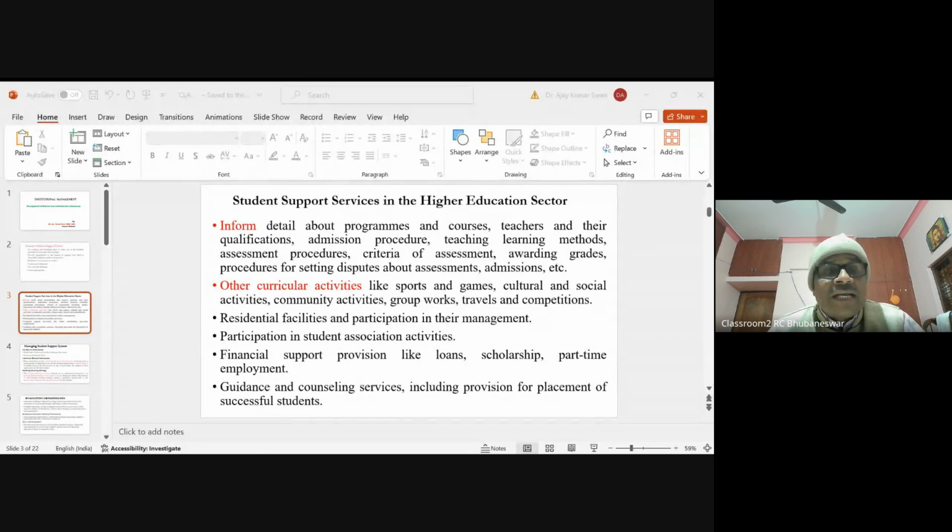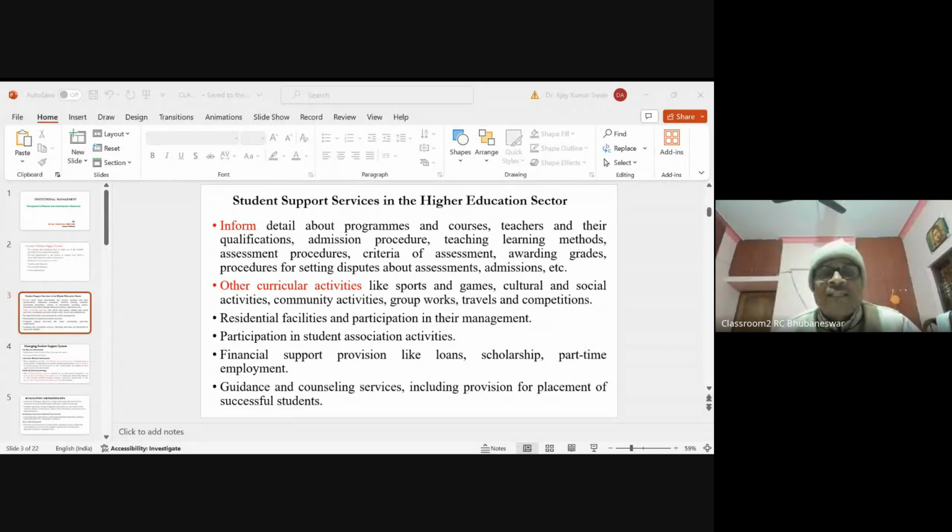Another is teachers and their qualifications. Admission procedure. What is the admission fee? What is the admission fee in second year? Okay. Teaching learning methods, assessment procedure, criteria of assessment, then awarding grades, procedure for settling disputes about assessments and admissions, etc. So all the information is given to the learners through student support services.